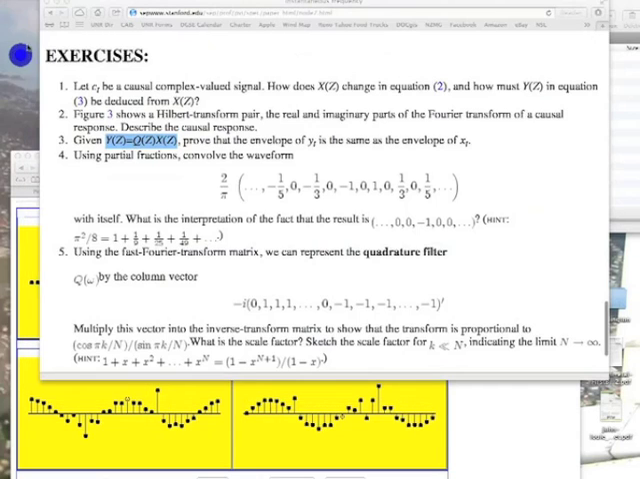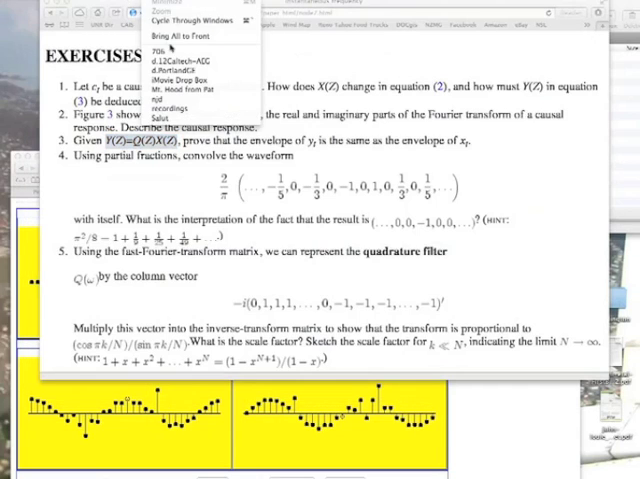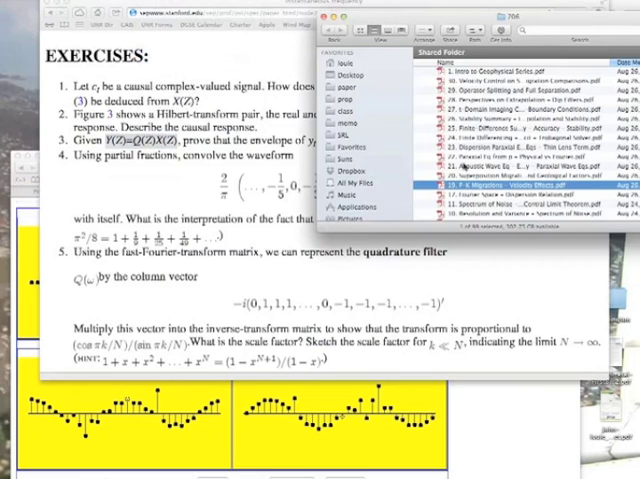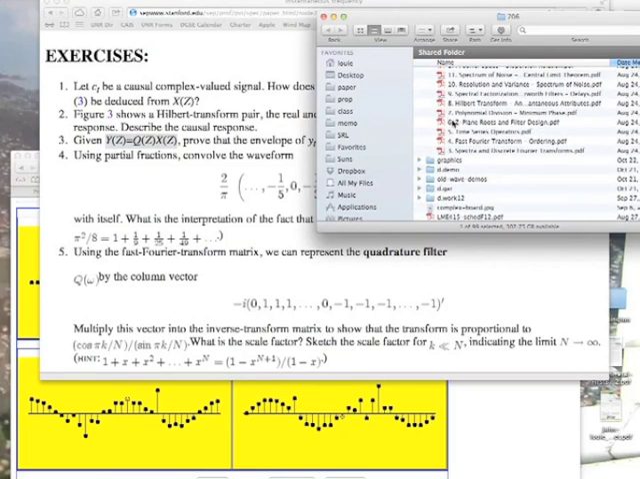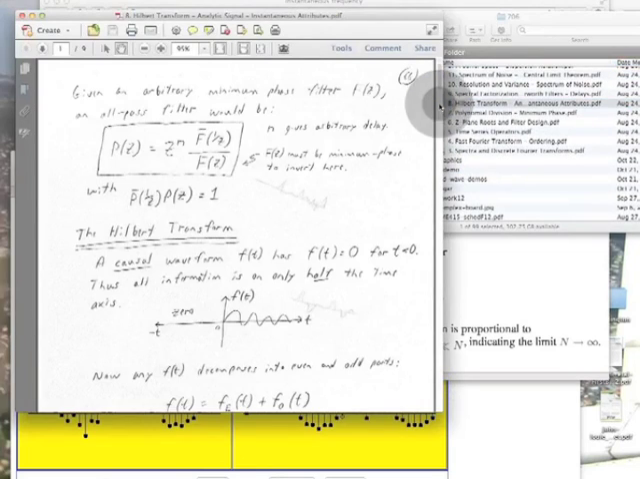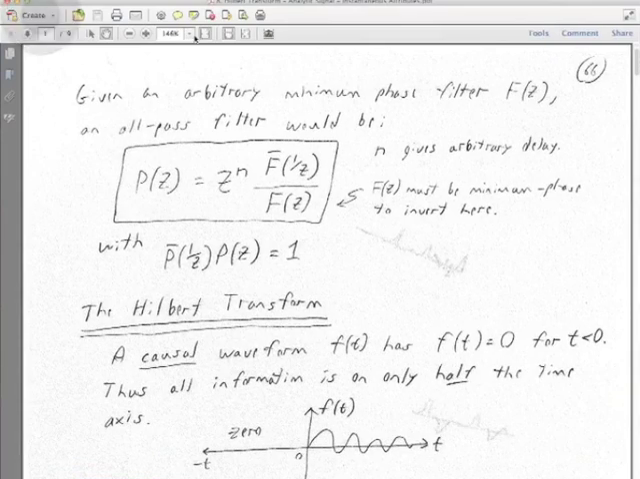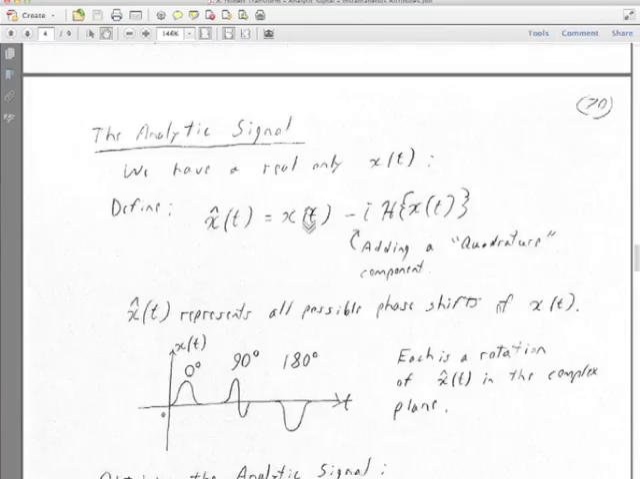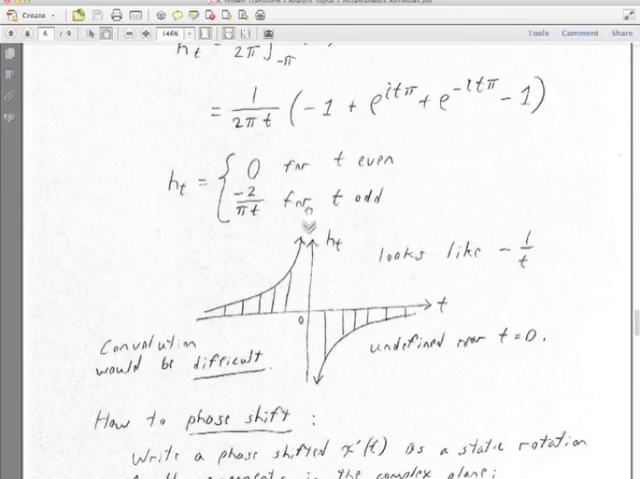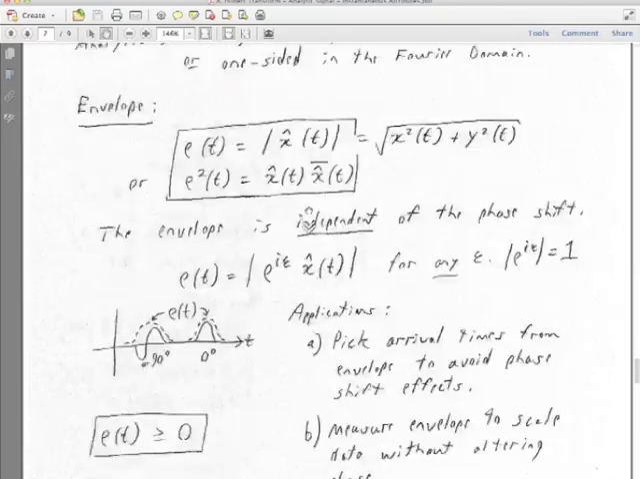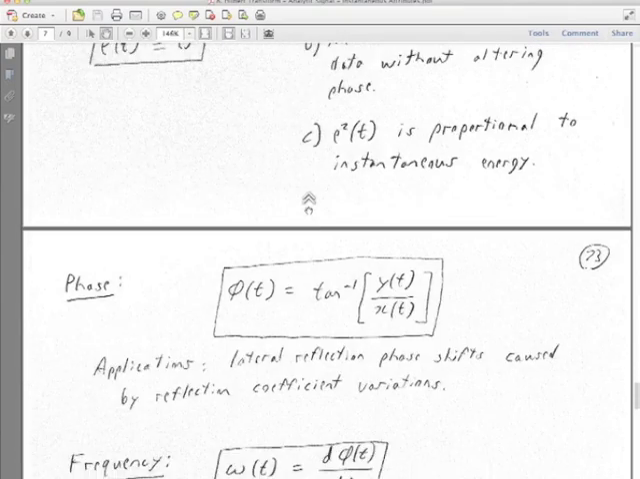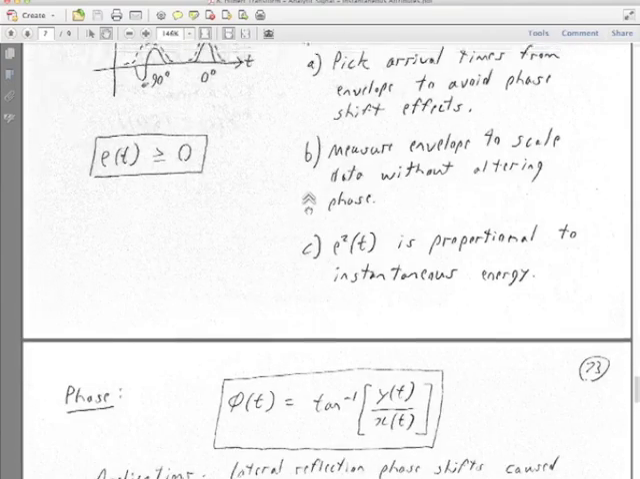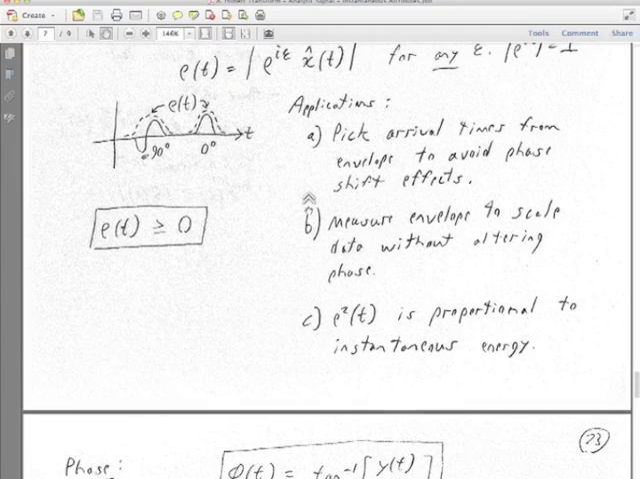Okay, so what's, page 72. Okay. Great. Glad you guys have this fast. Yeah, okay, so there's the definition of the envelope.